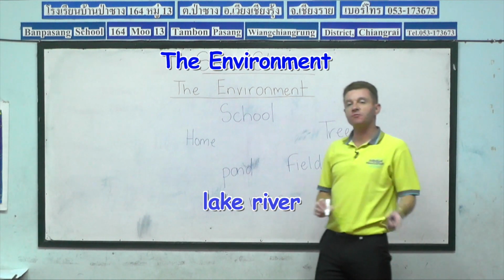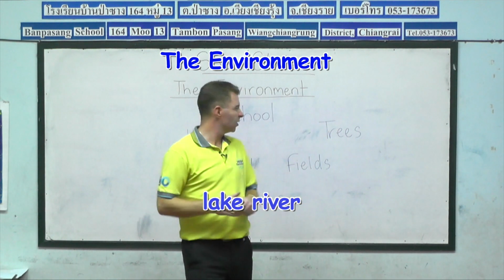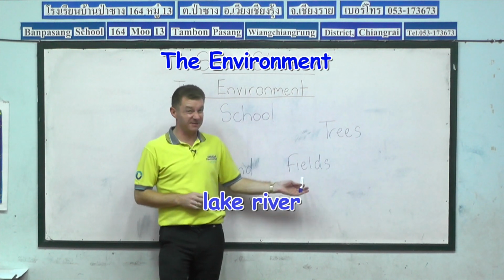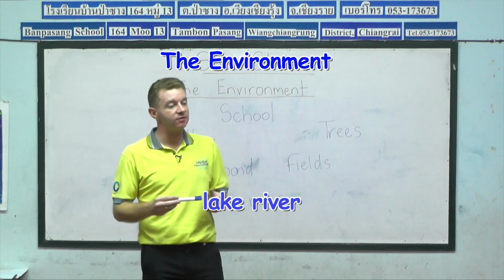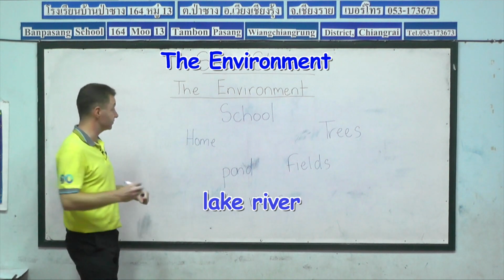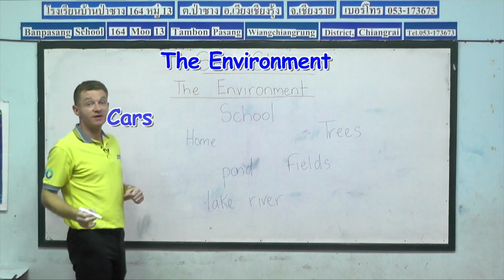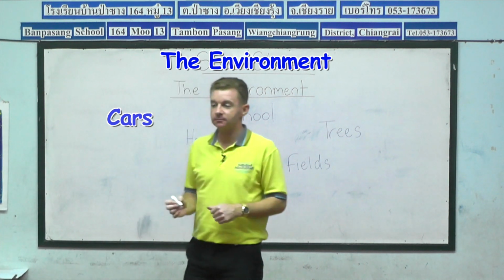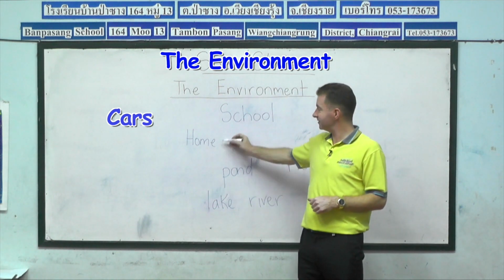Well, how about if we take a trip into the city? What type of things will we see in the city centre? We might not see so many trees anymore. We might not see fields. What will we see in the city centre? If you go to Chiang Rai, what type of things do you see? Cars. Okay, cars are definitely a part of the environment. Cars create lots of traffic. And what else can we see? Instead of trees, similar to school, home, what are the types of environments?